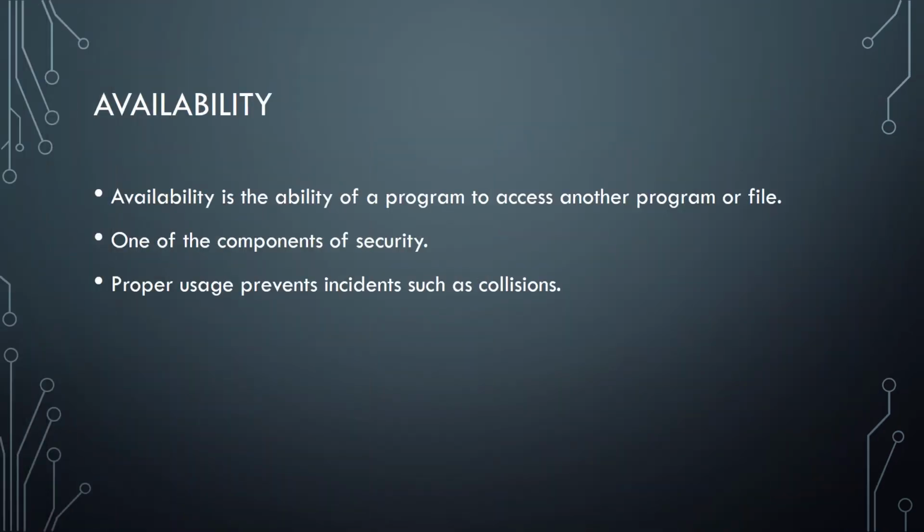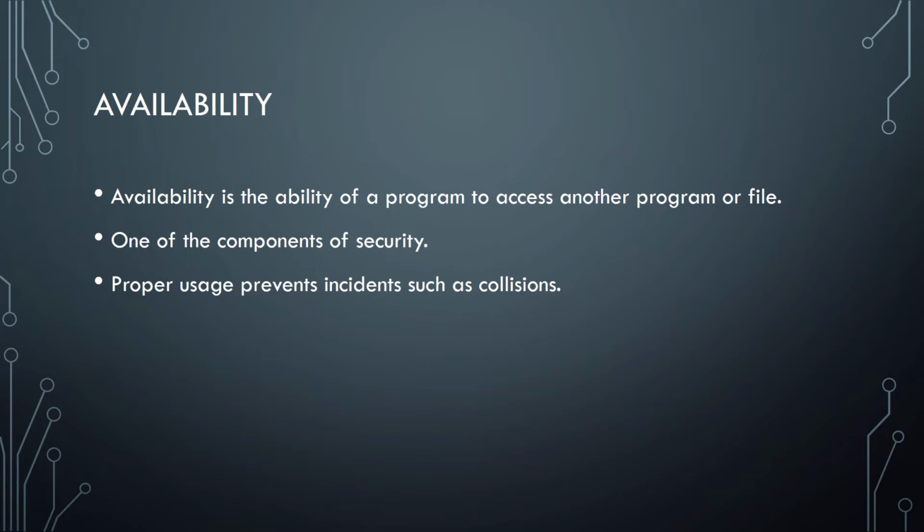Okay, so to begin with, we are going to discuss the components of security. These are availability, confidentiality, and integrity. We are going to start with availability. Availability is the ability of a program to access another program or file. In other words, availability deals with connections between two or more programs and the success of that connection. It is one of the components of security. There are three components of security. Availability is just one of them. Proper usage prevents incidences such as collisions.